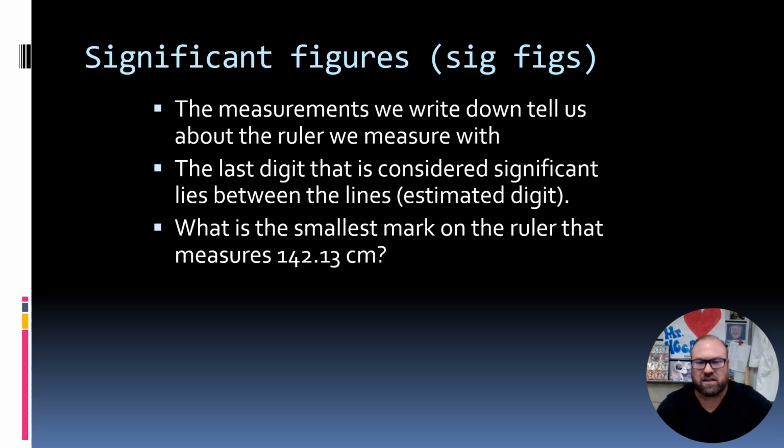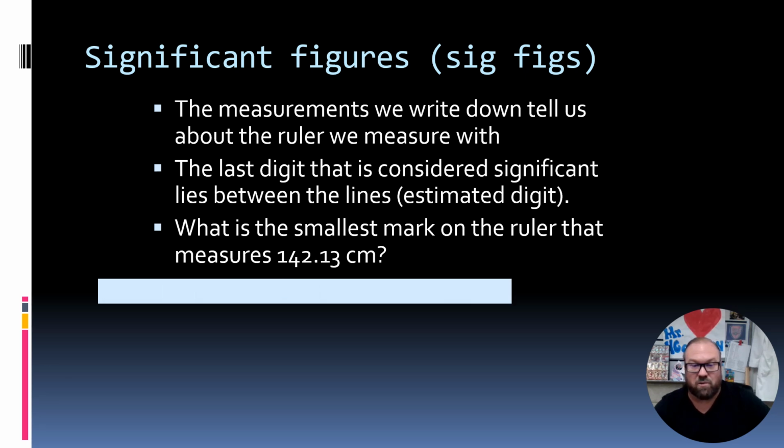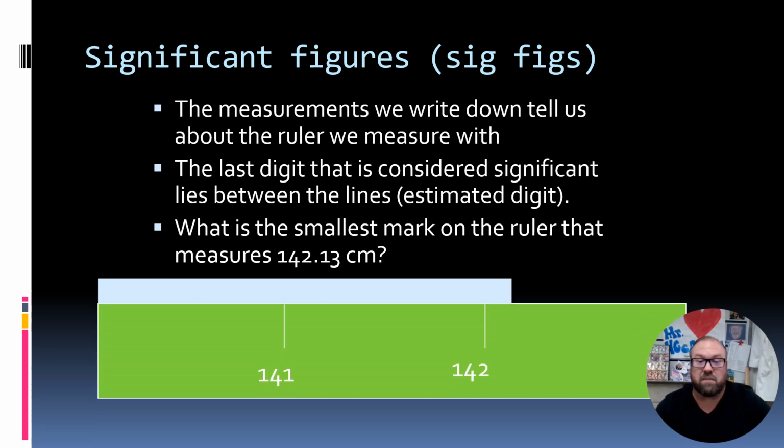Okay, so remember that the last digit is considered significant and it's always going to lie between the lines. Your last digit you record should lie between the lines. And we'll talk about what to do if your eyeball thinks it ends exactly on a line. We'll talk about that in an example here. So it says, what is the smallest mark on the ruler that measures 142.13 or 0.13 centimeters?